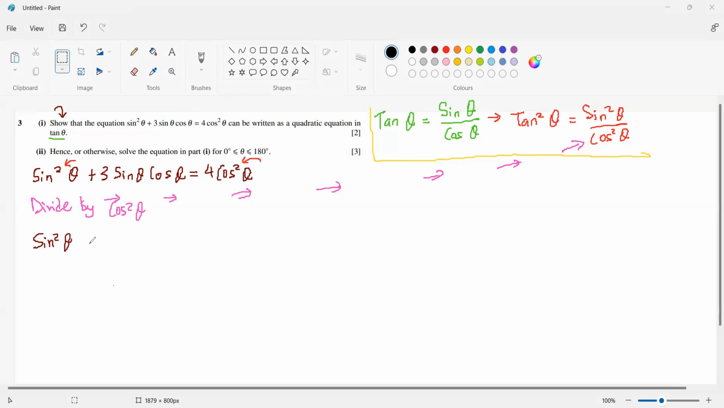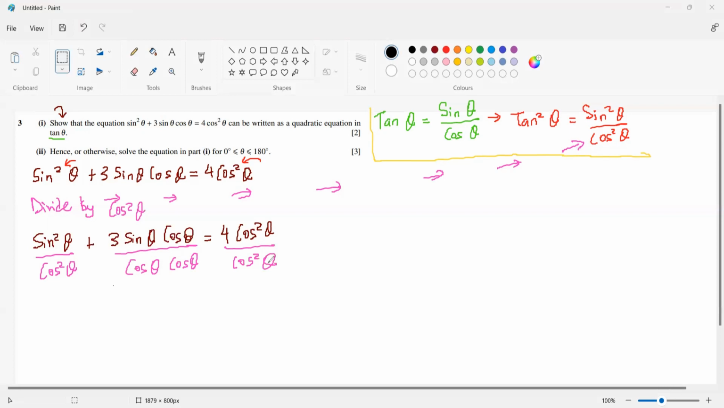So this is sine square theta. This is 3 sine theta cos theta. And then this is equals to 4 cos square theta. I copied the whole thing. Now just write a denominator and write cos square theta. Okay, the cos square theta, in this part, I'm just going to split it as cos theta times cos theta. The reason which I'm going to explain next is because it's easier to see. The cos theta and cos theta get separated.